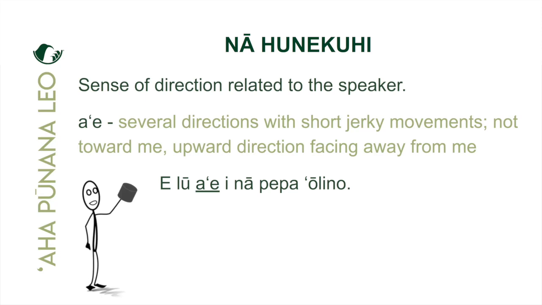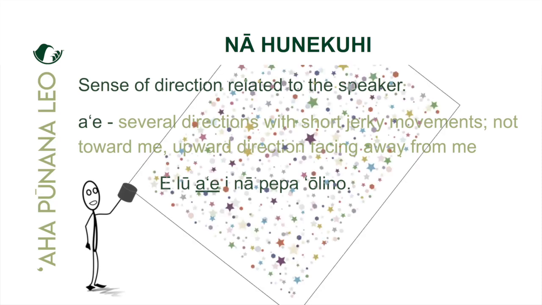Okay, here we have a Kanaka. He's holding something, and out of that thing will come. Oh, there's the confetti. E lua e na pepa o lino, and it's not just going in a straightforward motion or a downward motion. It's going up in the air and in multiple directions. It's not uniform. It's in a jerky movements type of thing. It's just shooting up in all kinds of directions. And it's not toward the person, it's upward and it's also going away from. So ae would be a good choice in this particular context of scattering something in the air. E lua e na pepa o lino.